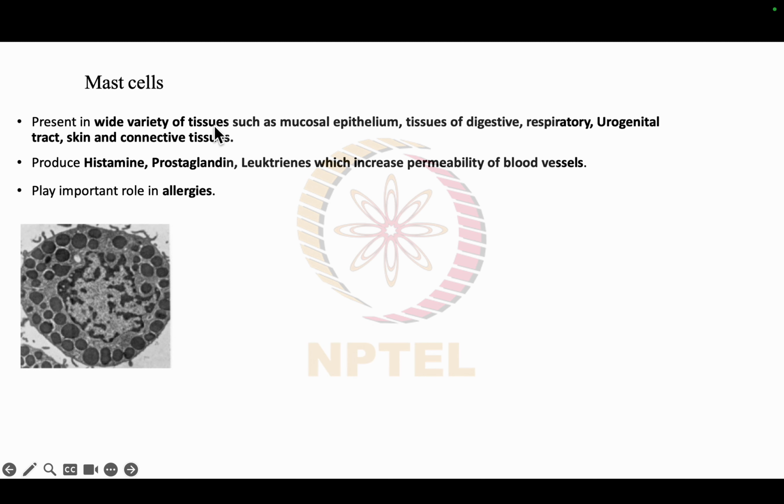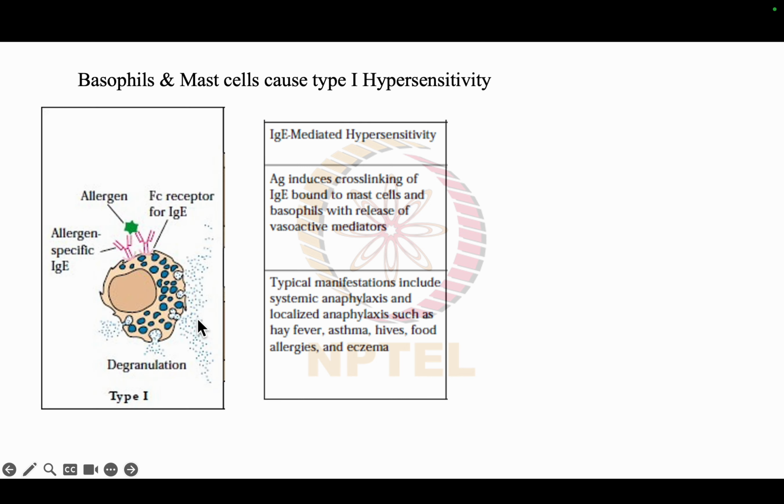Mast cells are present in a wide variety of tissues such as mucosal epithelium, tissues of the digestive, respiratory and urogenital tract, skin and connective tissues. They produce histamine, prostaglandin and leukotrienes, which increase permeability of blood vessels and play an important role in allergies. Basophils and mast cells cause type 1 hypersensitivity.